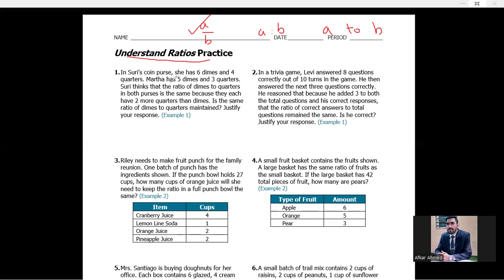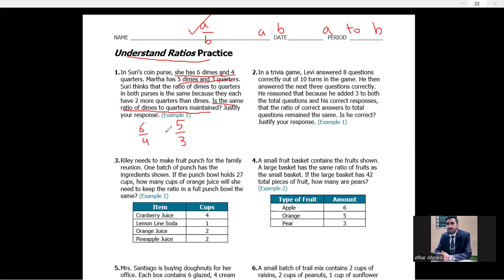Two persons are given and they have different fractions here. So Suri is going to purchase 6 dimes and 4 quarters. So we will write the first ratio 6 over 4, and the second ratio that is given for Martha has 5 dimes and 3 quarters. We will write 5 over 3. Now the question is, after writing these two fractions, is the same ratio of the dimes to quarters maintained? We need to check whether the ratio of these two fractions will be same or not.